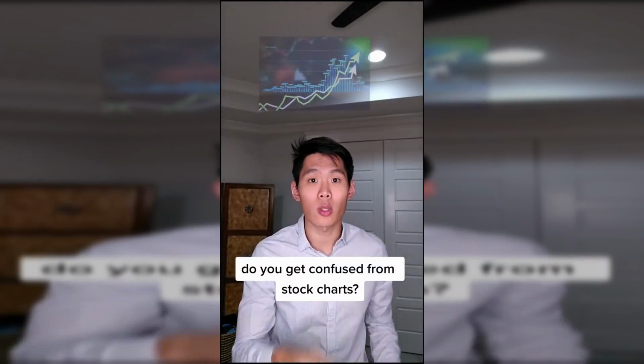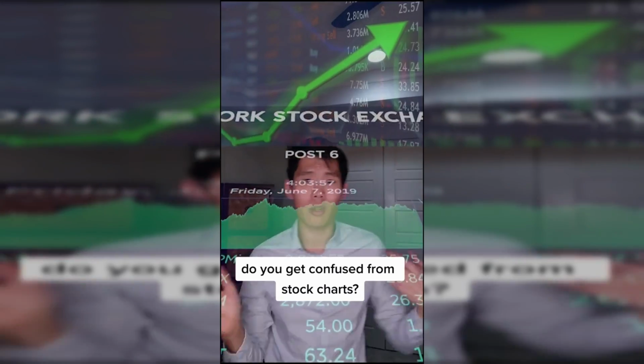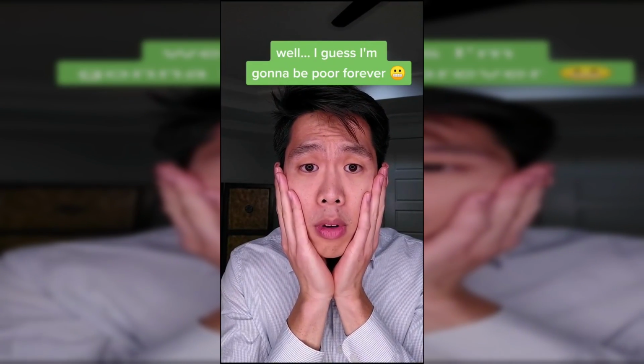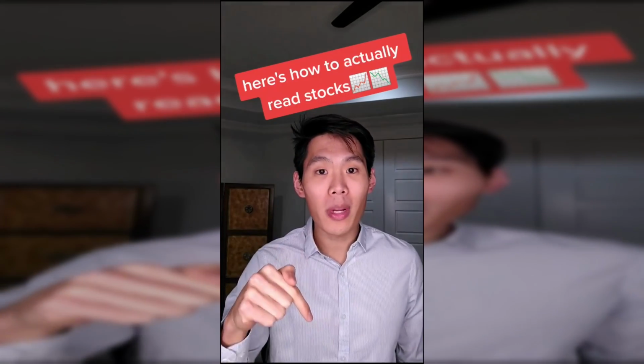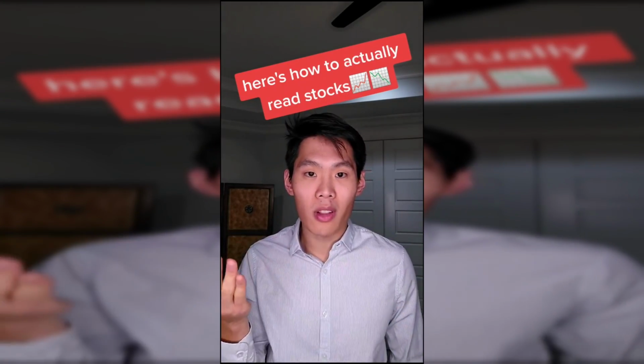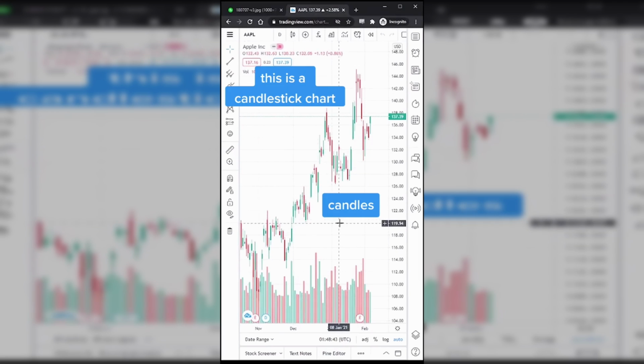We'll obviously look at those stock charts with the green and red boxes and lines and numbers going up and down all over the place and get confused and overwhelmed and think to yourself, I'm gonna be bored forever. Well, let's change that. Give me 1 minute here and we'll teach you to read those for the rest of your life. So this screen here represents what is known as a candlestick chart.